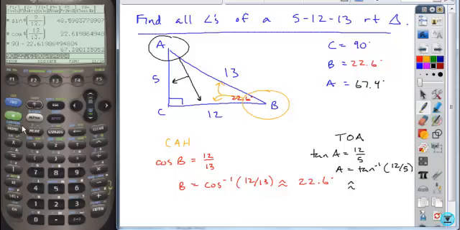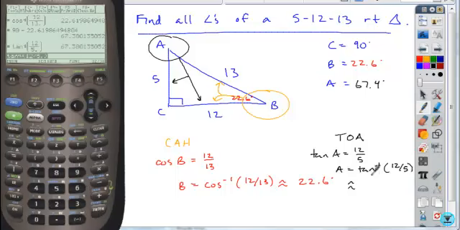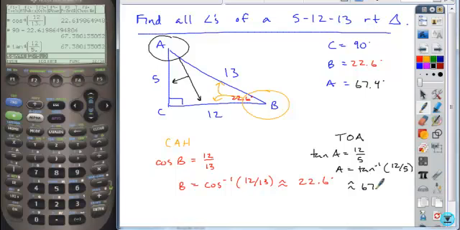And so if I do the calculations, green diamond T to access tangent, 12 divided by 5, and I hit enter, I get my answer to be 67.4. It confirms exactly the measure I was expecting to see.